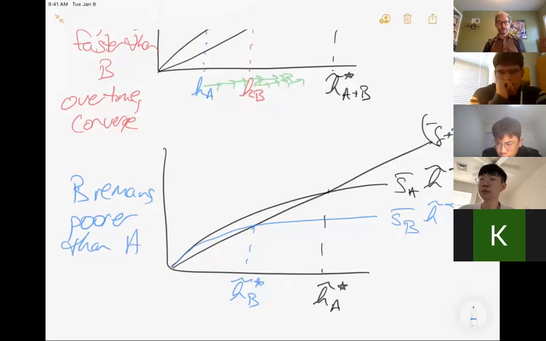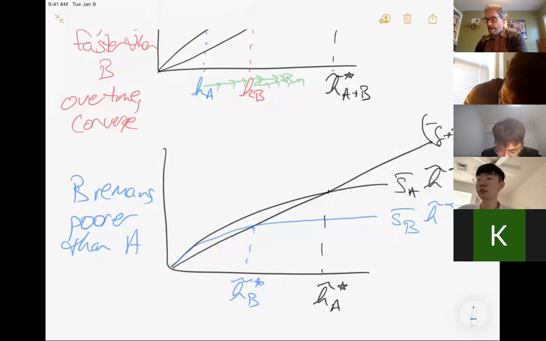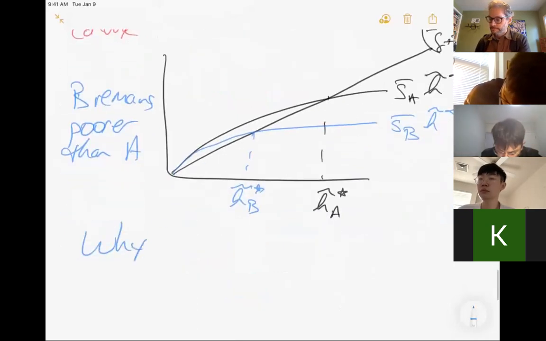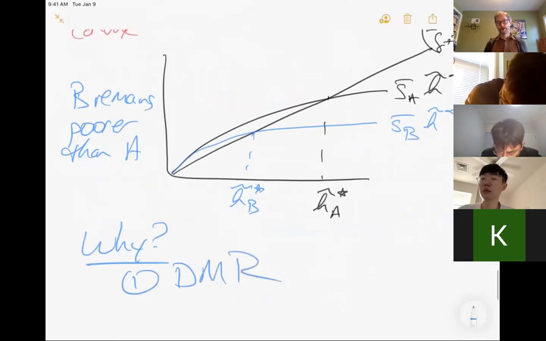Okay, so the Solow model does not predict absolute convergence. It does not predict that every country in the world is going to converge. It predicts conditional convergence. And why? Diminishing marginal returns. That's really why you get conditional convergence in the Solow model, right?